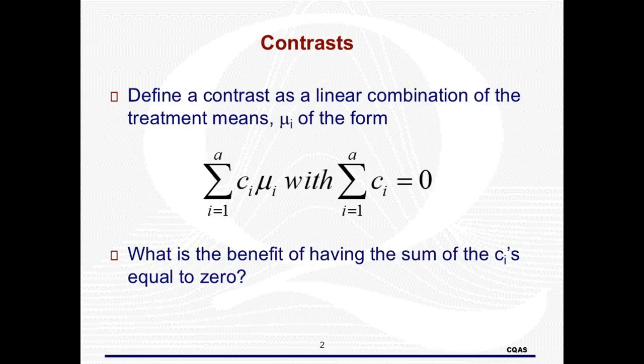Notice that the coefficients must sum to zero. Why is that important? The reason is that this condition ensures we're measuring a difference among treatment means rather than an overall level. When the coefficients sum to zero, the contrast represents a comparison. That's exactly what we want.